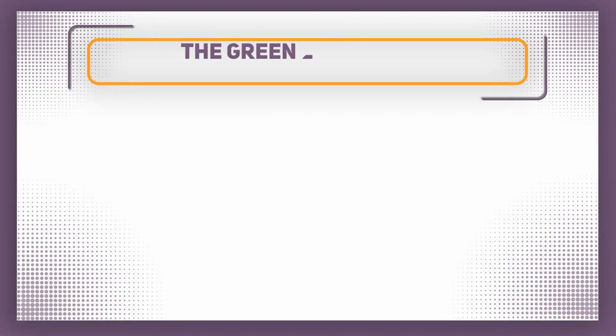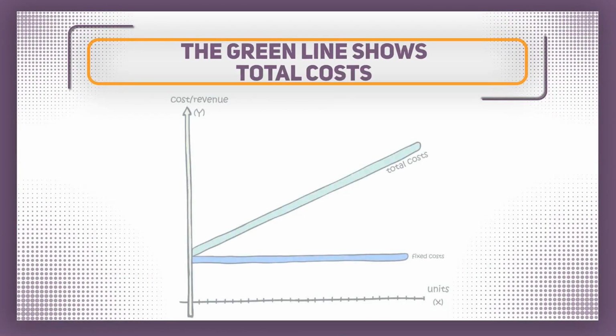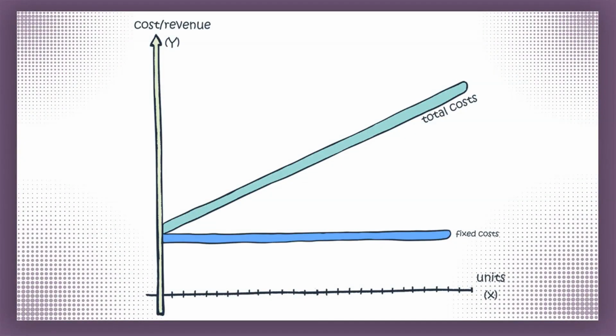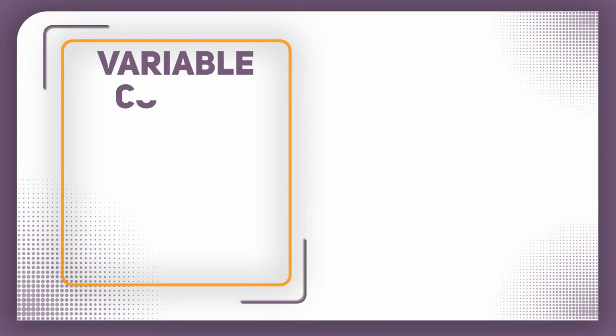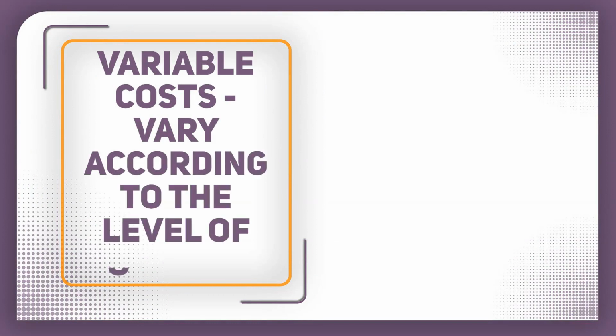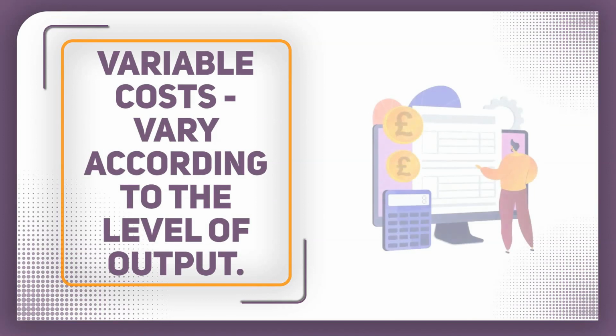Now, the green line shows total costs. As we know, total costs are fixed costs plus variable costs. Most of the time we don't plot the variable cost line on this chart. We just have our fixed cost line that we just looked at, and we have this green total costs line. As a quick reminder though, variable costs, as the name suggests, vary according to the level of output. So if 0 units are produced, then variable costs will be 0.